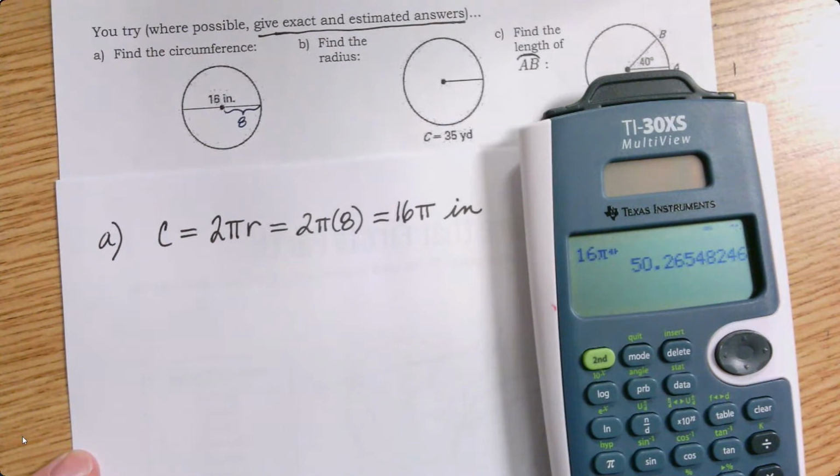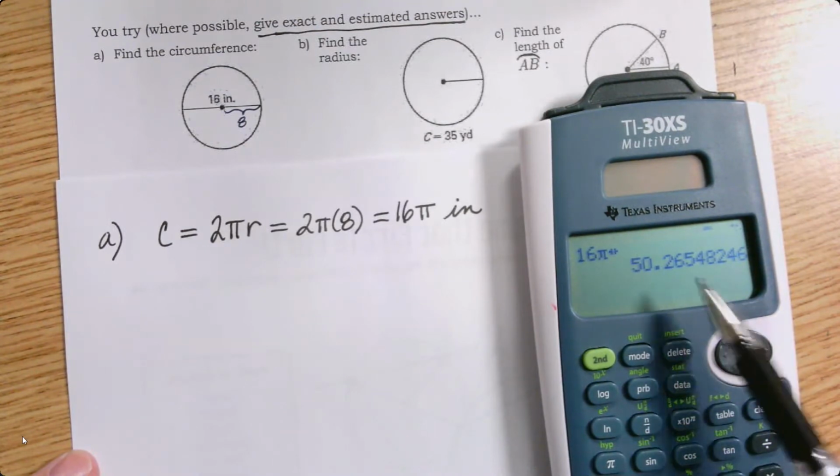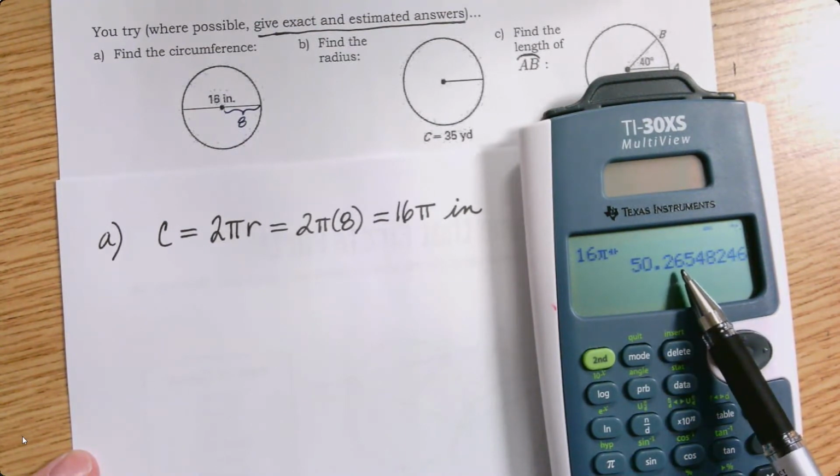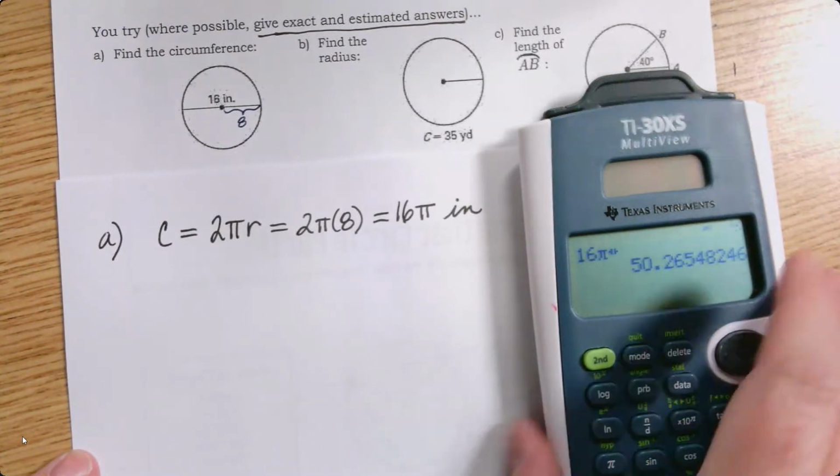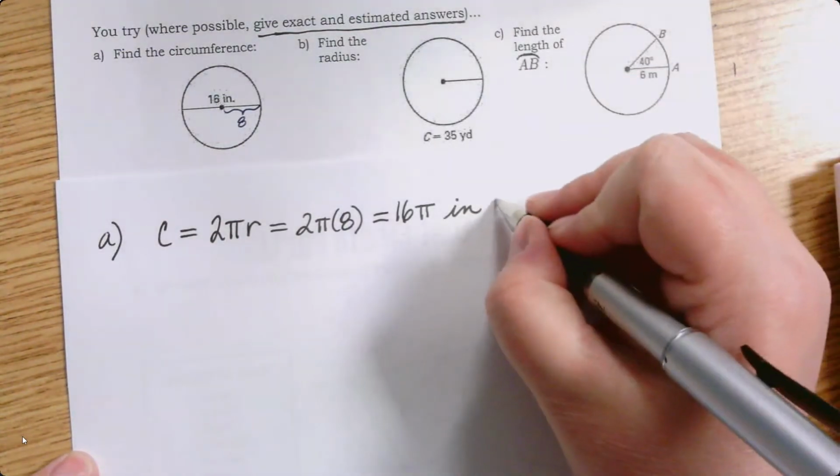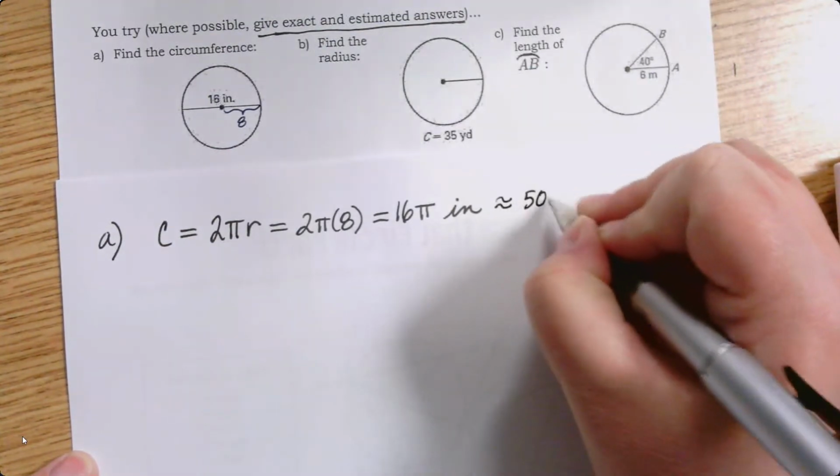And so I have to round it. If you are not told what to round to, which you're not here, a good middle ground is to the hundredths place, 2 decimal places. So I look at the 6, and because the 5 is 5 or higher, I round up. So it's 50.27. So this is approximately 50.27.